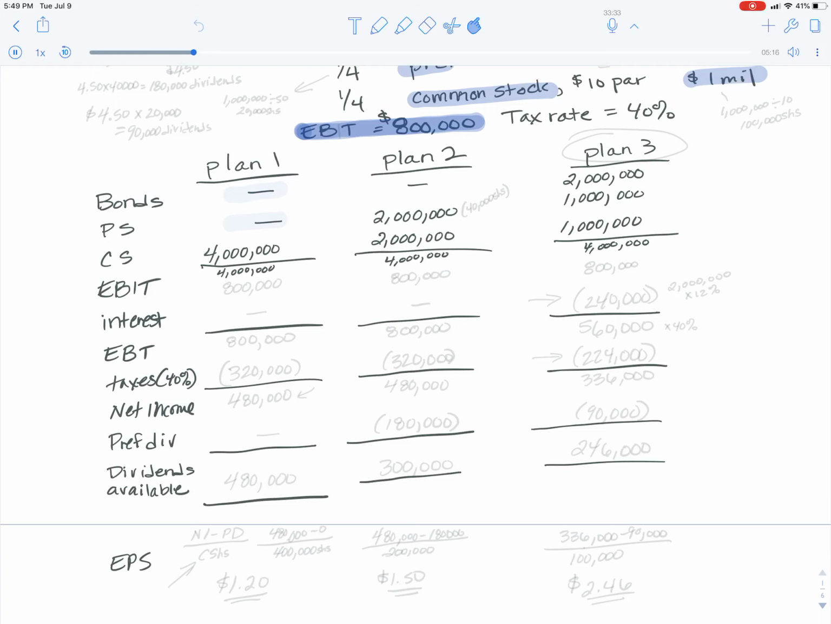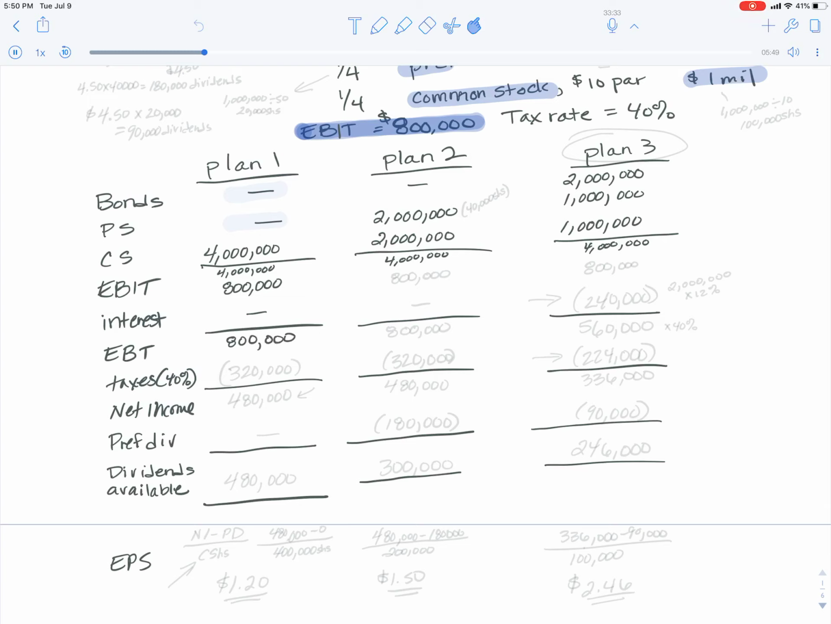So in Plan 1, we have no bonds. And bonds is the only type of financing here that will cost us interest. So we won't have any interest. So we'll have $800,000 of earnings before interest and taxes. I forgot the I, interest and taxes. And so the interest will be zero. So we still have $800,000.